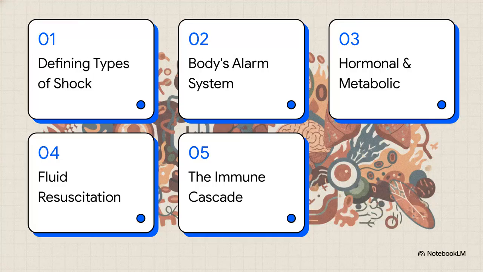Here's our pathway for today. 1. Defining types of shock. 2. The body's alarm system. 3. Hormonal and metabolic shifts. 4. Pitfalls in fluid resuscitation. And finally, 5. The immune cascade. Okay, let's dive into this.